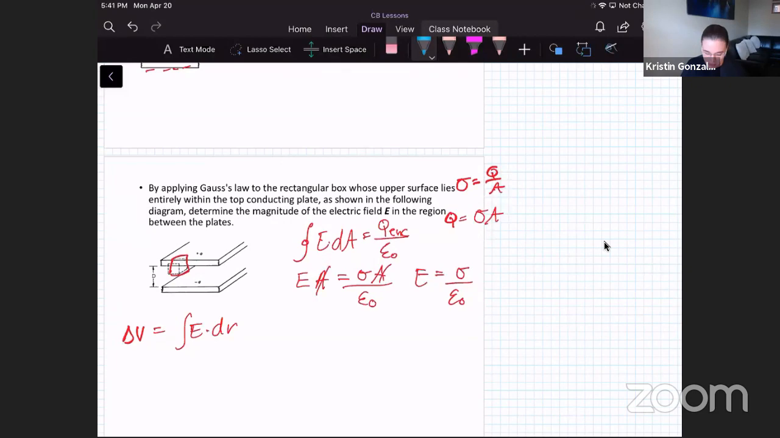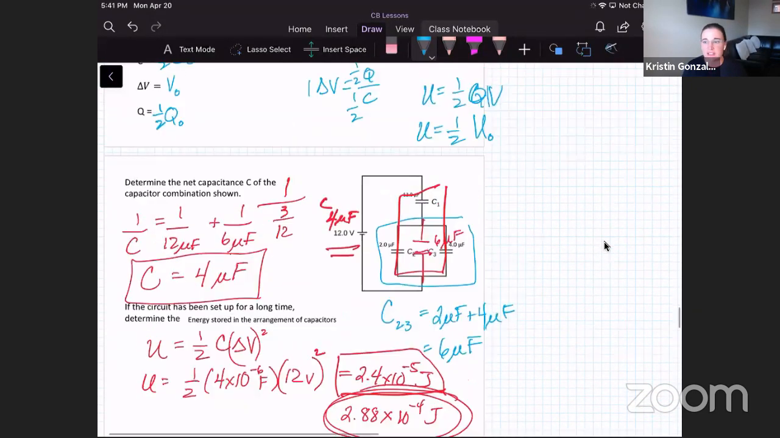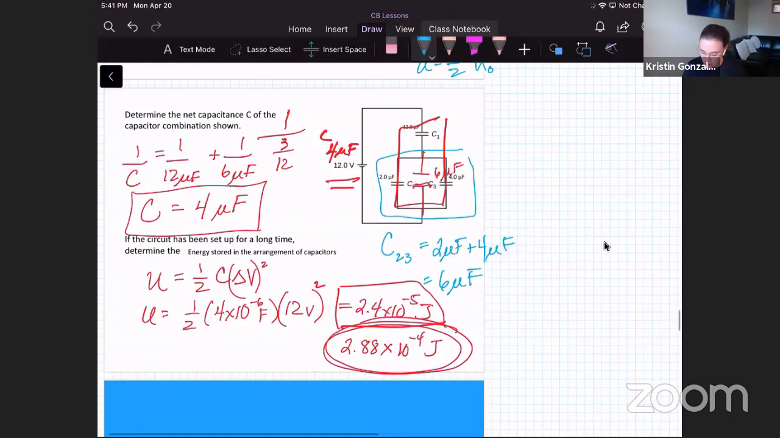Yes, I also have one more thing. I forgot to square that potential difference. I'm going to go back just to show that real quick. I forgot to square the potential difference on my voltage in the energy equation. So it should be, sorry guys, 2.88 times 10 to the negative 4.